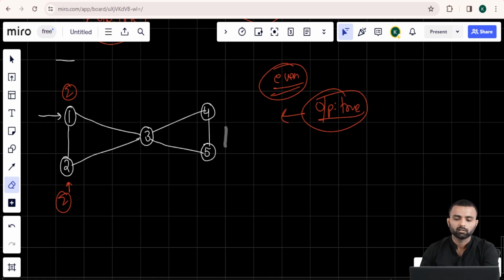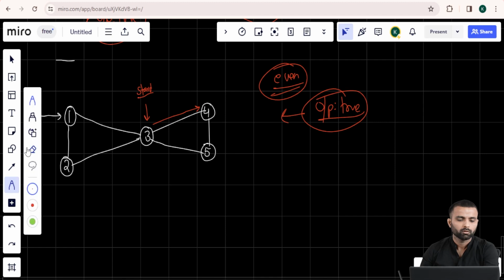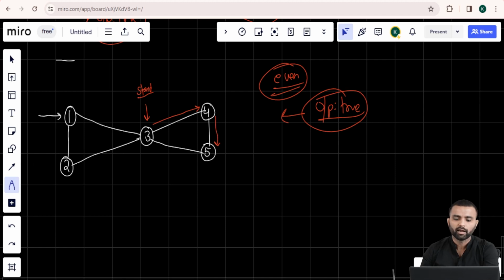Let's check how this is working. For this vertex the degree is 4. Let me start from this node. First I am going from 3 to 4. Now 4 to 5, and now 5 to 3. Again this path, again this path. Here I am covering all the edges, and each edge is used only once.